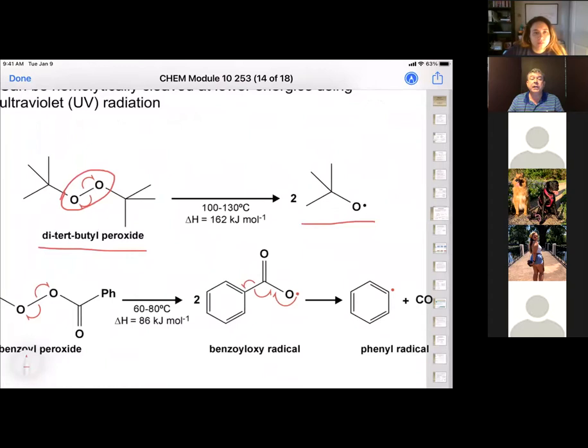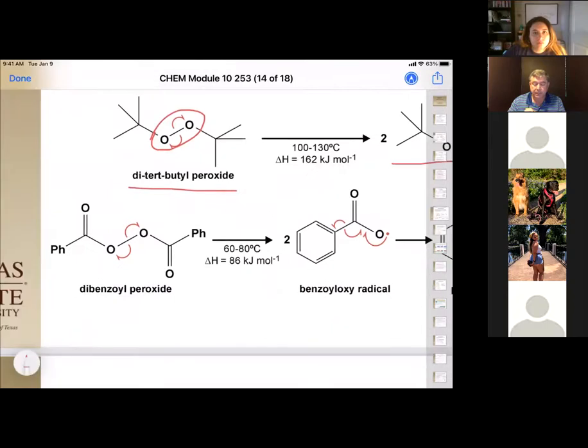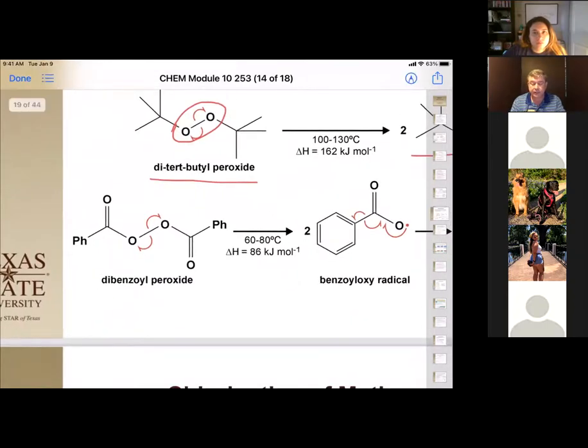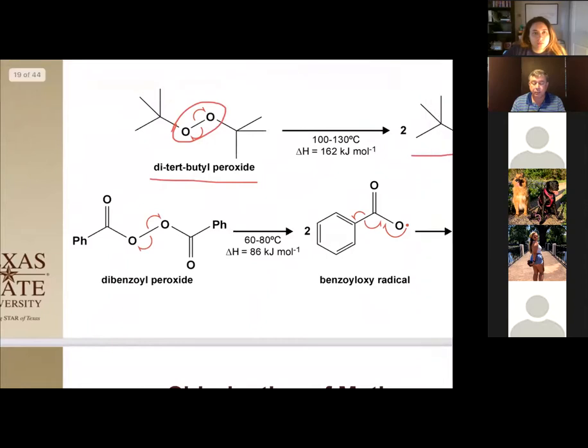We use an initiator because it has a weak bond that forms radicals. And then we can use that in the propagation steps to make the other stronger bonds react. Now, because there's a possibility of conjugation and electron withdrawing here, this actually breaks more easily.